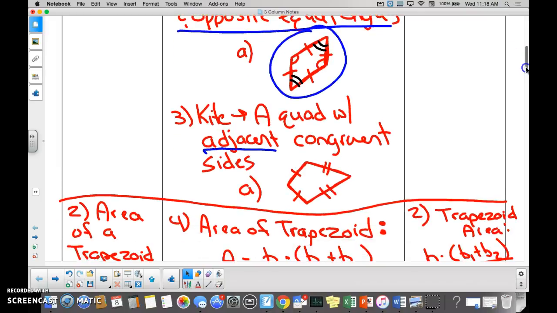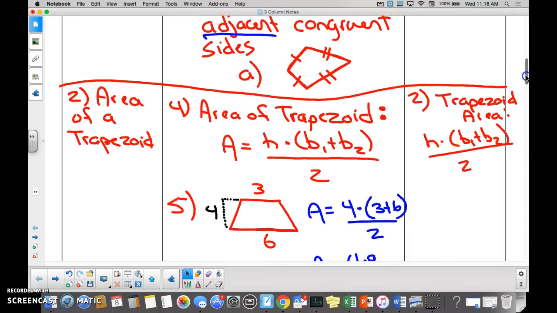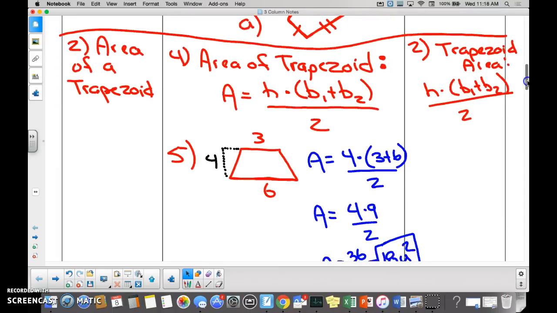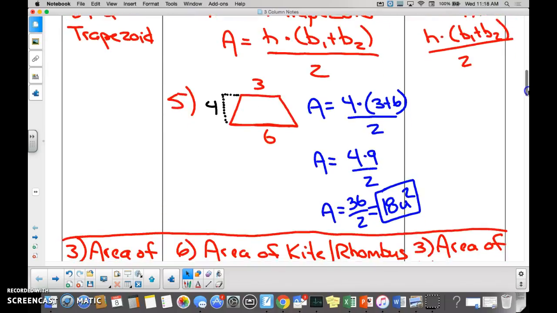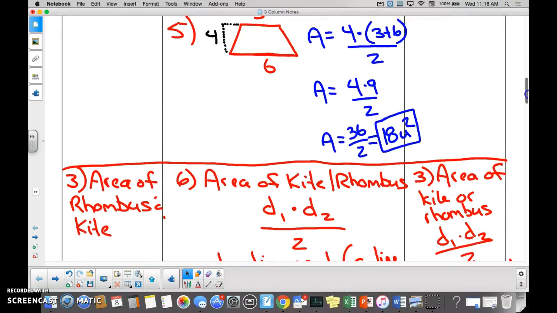Area of a trapezoid, quick example. Formula: base 1 plus base 2 in parentheses, multiplied by height, divided by 2. You did this for 2 weeks in warm up, you should be good. Remember, if we're finding the area, the label is always what? Units squared. The label is always squared.